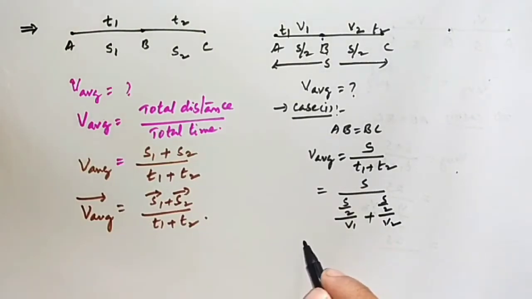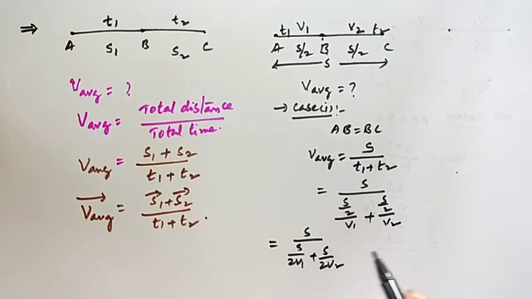Clear? So that is equal to S by, it can be written as S by 2v1 plus S by 2v2. Yes or no? Right. So S by, you take S common, 1 by 2v1 plus 1 by 2v2. Yes?